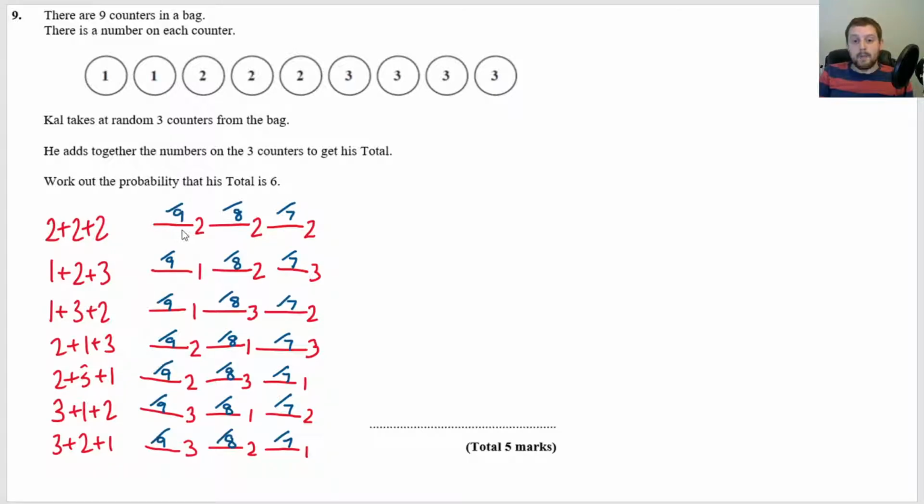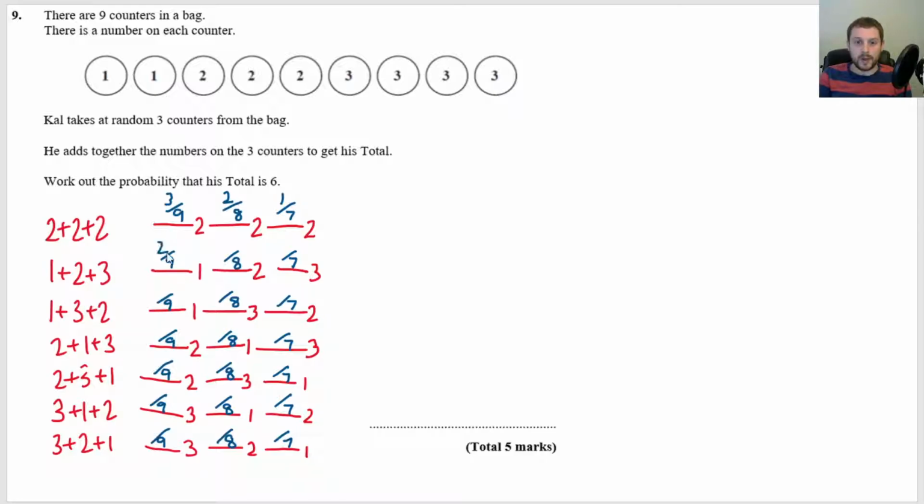So, what's the probability the first one's a 2? Well, it's 3 out of 9. Then the probability the second one would be a 2, would be 2 out of 8, because there's 2 2s left. And then the third one being a 2, given that the first and second were both a 2, we're left with 1 out of 7. Right, because we've only got 1 2 left at that point. Okay, what's the probability the first one's a 1?